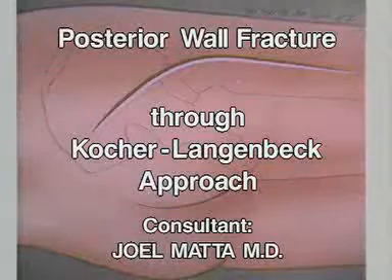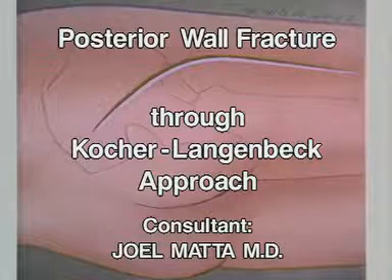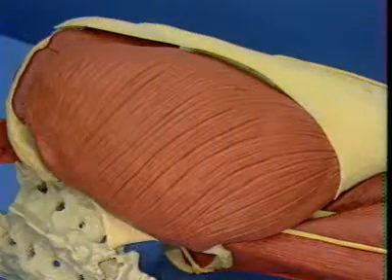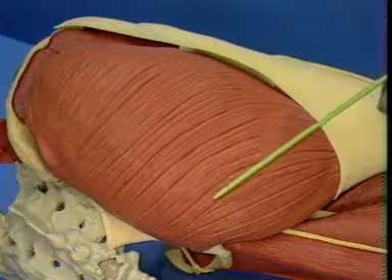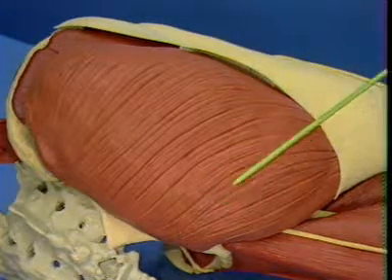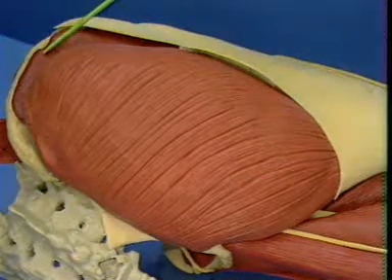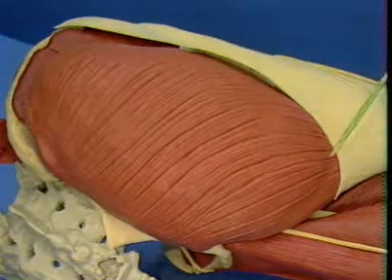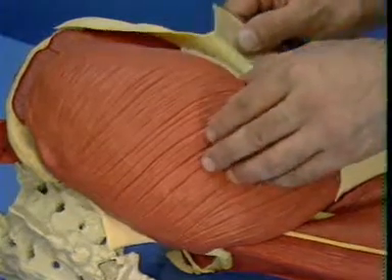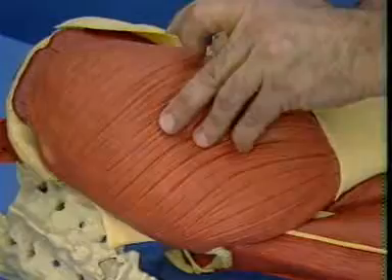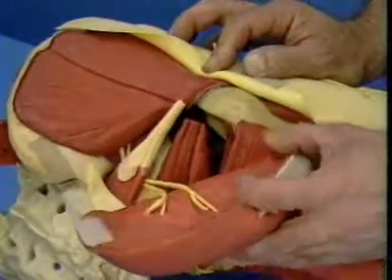The first exercise, the fracture of the posterior wall, is performed through the Kocher-Langenbeck approach. For this approach and this fracture, the patient is placed in a lateral position on a standard table. The surgeon stands behind the patient. The head is to the left, the foot is to the right. The gluteus maximus muscle is reflected posteriorly.